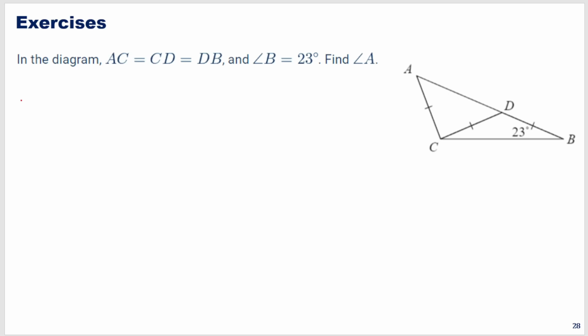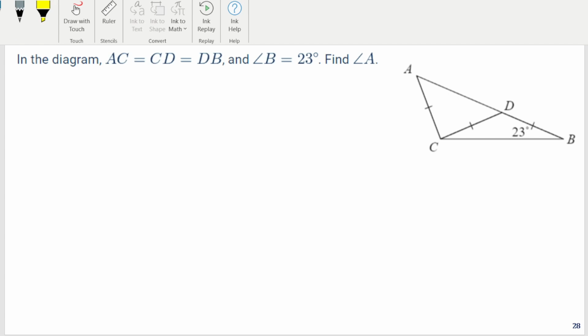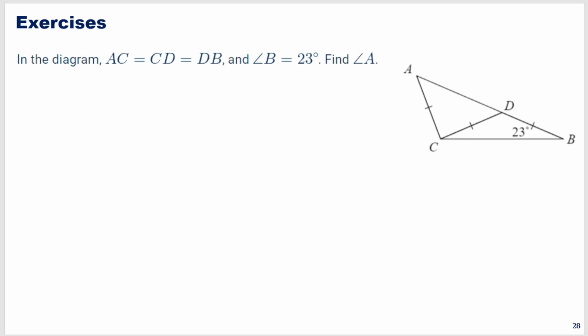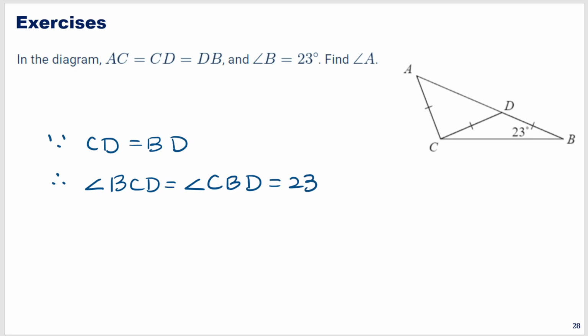Okay, first of all, BC equals DC, indicating triangle BCD is an isosceles triangle, right? So we could say because CD equals BD, we have angle BCD equals angle CBD, which is 23 degrees, because an isosceles triangle will have the same base angles, right? So this angle here is also 23 degrees.